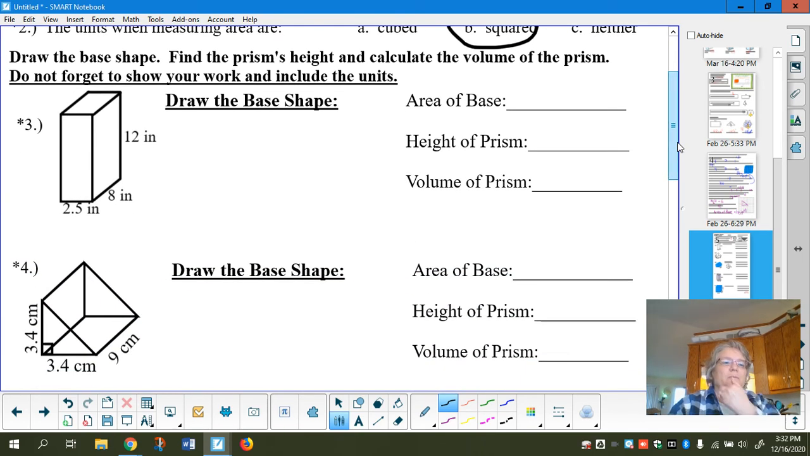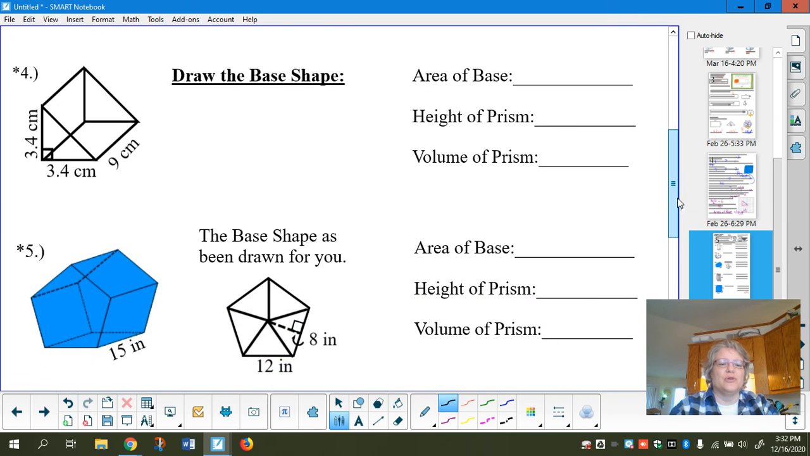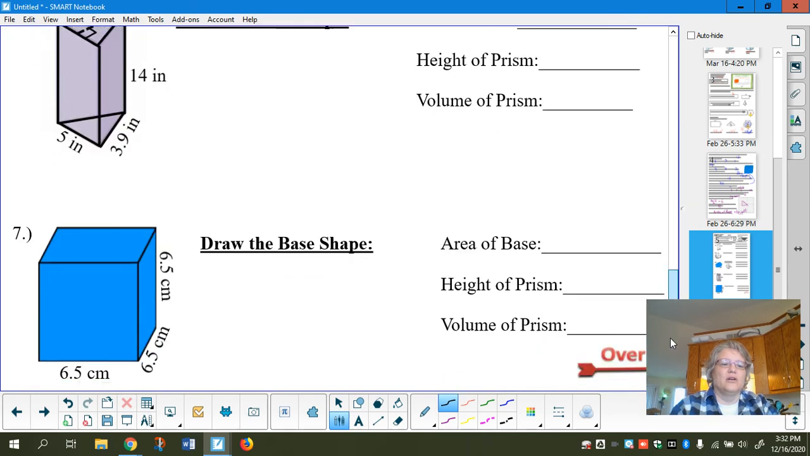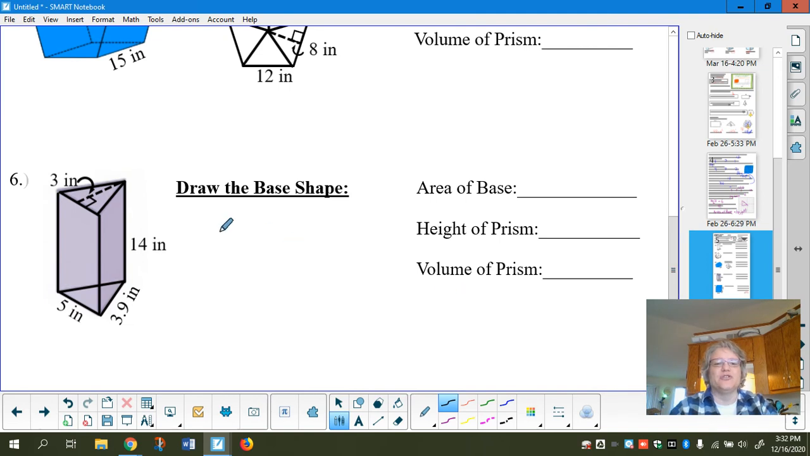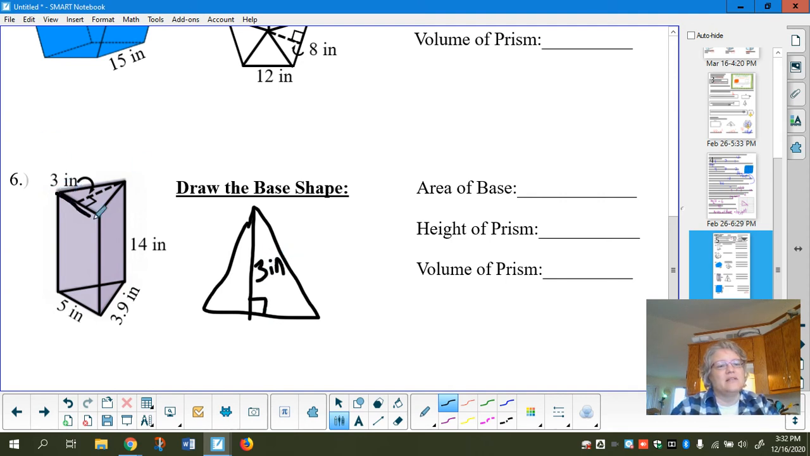All right, so I'm going to jump down and I'm going to do number 6 with you, and then I'll let you start your homework on your own. So it says, first of all, draw the base shape. So I'm looking, what is the base that's on opposite sides of the prism? It's a triangle, so I'm drawing my triangle. And it shows right here that there's a right angle, and next to the right angle it says 3 inches. So straight down the middle with the right angle, this is 3 inches. And then this is the base of that triangle. So I'm going to go down here and see that that's 5 inches.